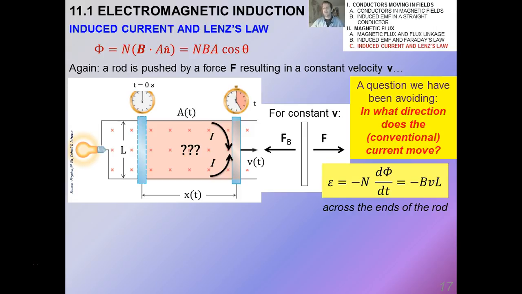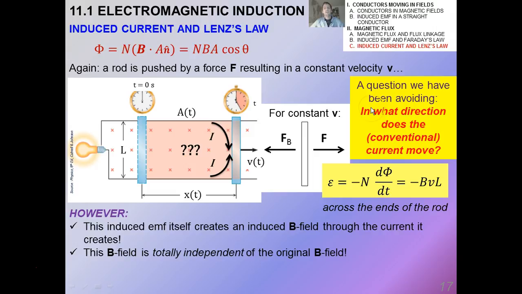Now, we said that Faraday's law had that negative sign in there, and I said, don't worry about this, we'll talk about it later. Well, later is now. This is when I'm going to talk about it. We said that the potential difference, or the induced EMF, is negative n d phi by dt, and that is BvL across the ends of the rod.